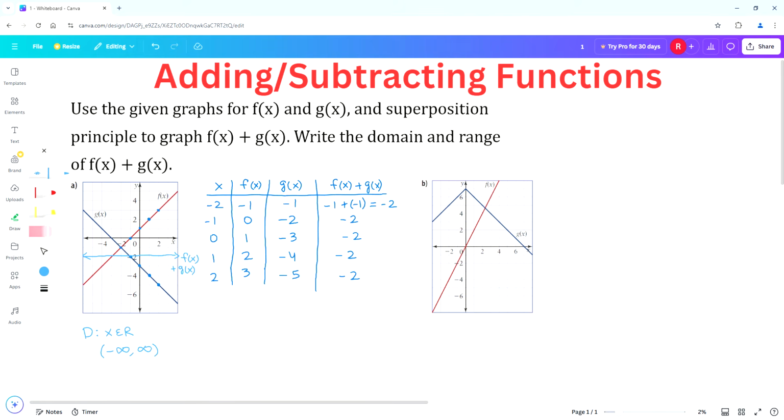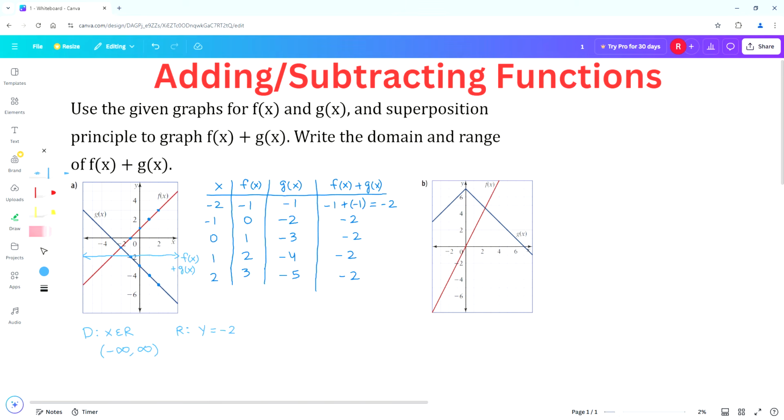Next, we can write the range. Range is the set of all possible y values for a function. f(x) + g(x) is a horizontal straight line. That means all points that lie on this line have y value -2. So the range is y equals -2. So we are done with part A.